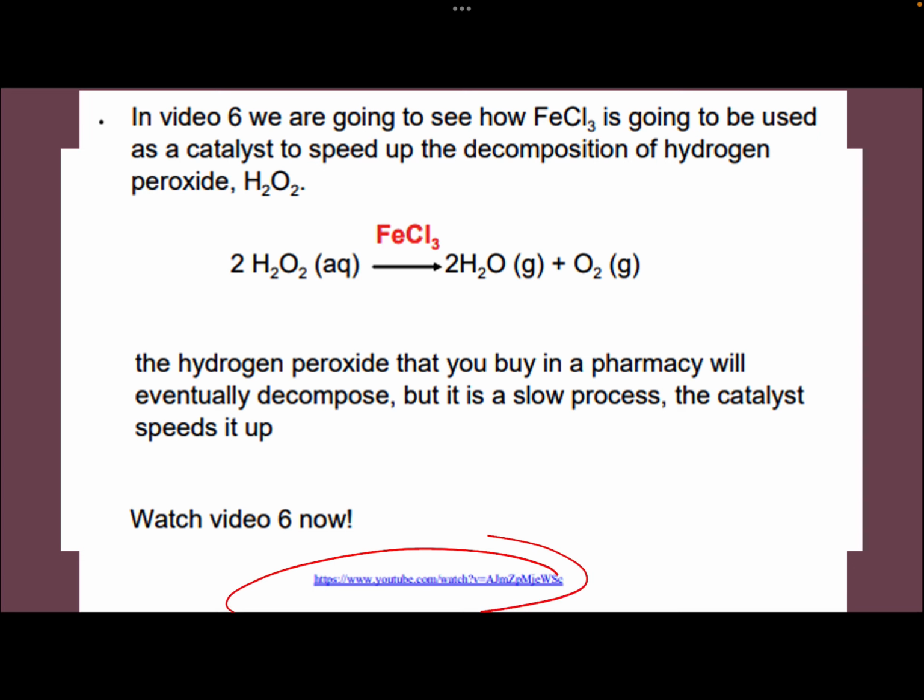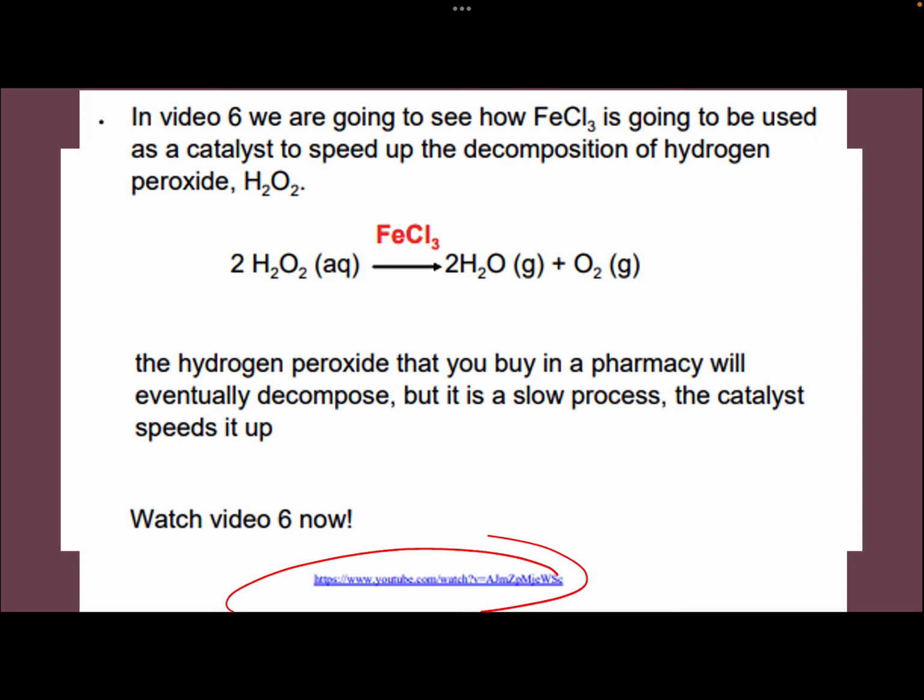This video is going to look at how FeCl3 is going to be used as our catalyst that's going to speed up the decomposition of this reaction. So when we look at hydrogen peroxide, and if you buy it in a pharmacy, it's going to eventually decompose. So if you buy hydrogen peroxide in a container, it's actually in like a dark container.